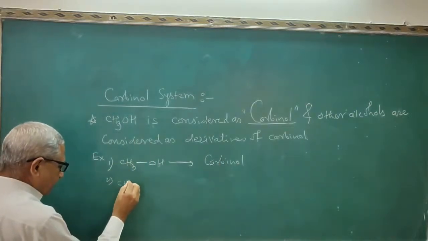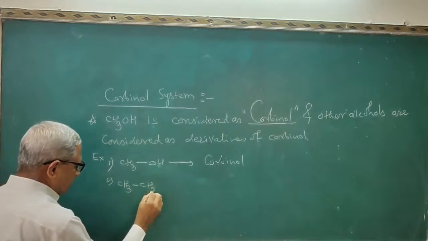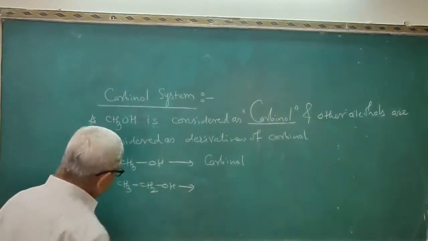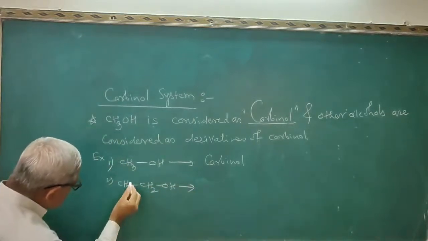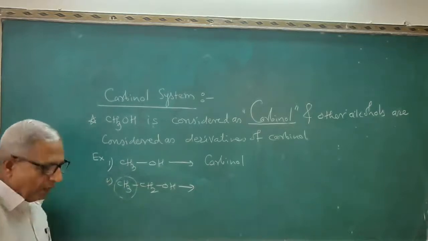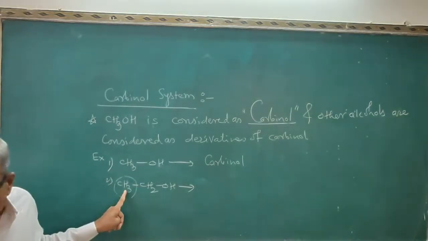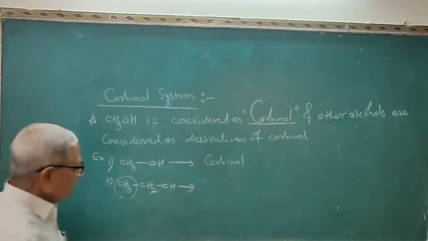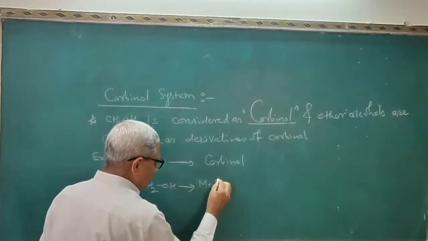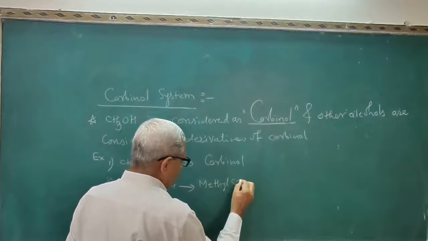Second example, CH3CH2OH. Now see here, one of the hydrogens is substituted by this group. And you know the name of this group? The name of this group is a methyl group. Therefore, it will become methyl carbinol.